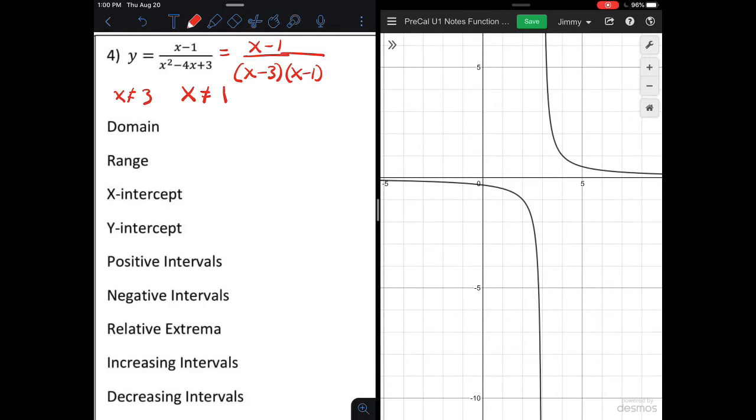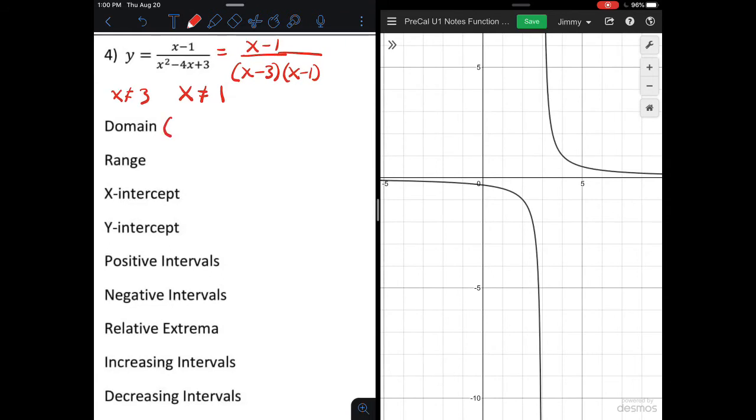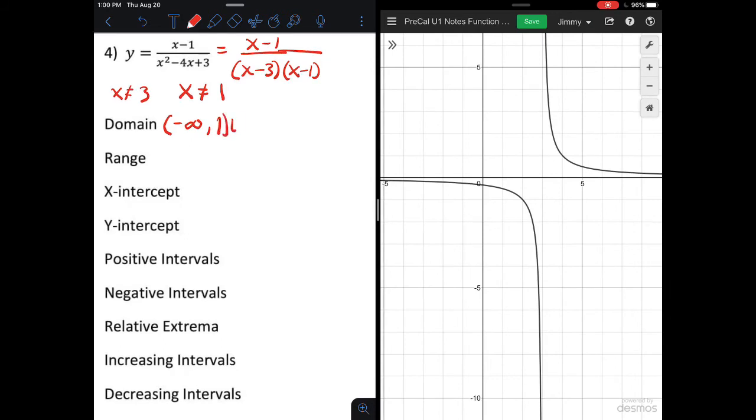Now when you're doing this and finding the domain, you don't want to cancel anything out. I don't want to cancel out the x minus 1s and simplify the problem, because that removes a discontinuity. So I'm going to go ahead and write the domain interval right now. It's the set of all real numbers, excluding those two discontinuities. So negative infinity to 1, 1 to 3, and 3 to infinity.